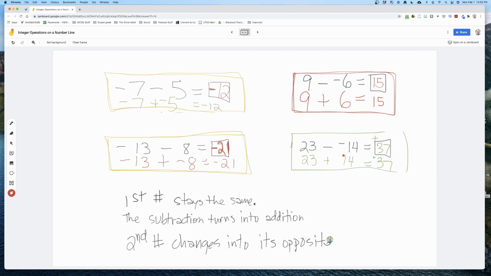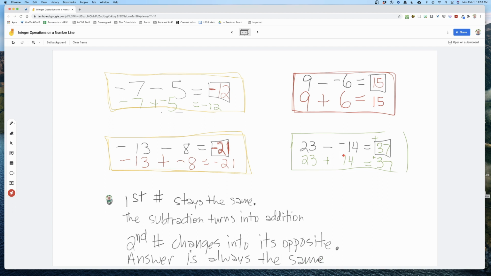Woohoo! Into its opposite. So there's the three things. And then, of course, the answer always is the same, right? The answer is always the same. So it always matches. So there's our four things that we were supposed to discover.